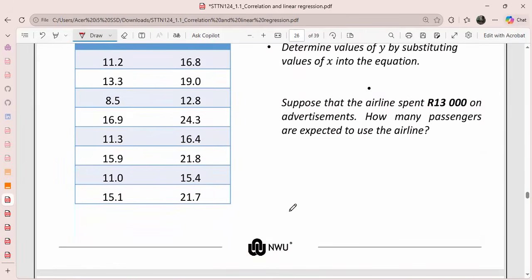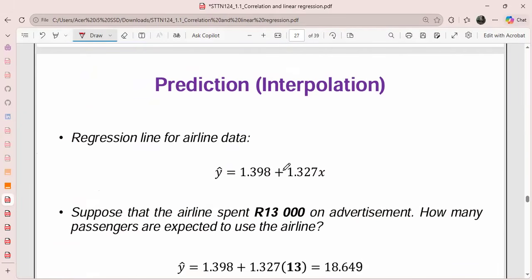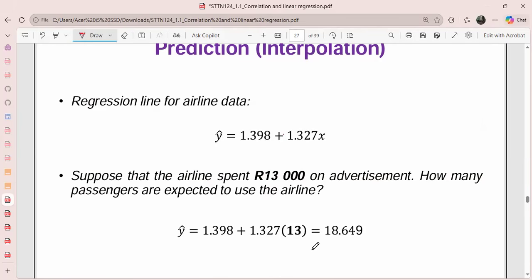There's also interpolation, where you have to get your linear regression equation. Then you look at the equation, and they give you the scenario. In that scenario, they will give you the value of x. So you use your linear regression equation, where you see x you put that value in the formula, like this one here. Then you get the answer.